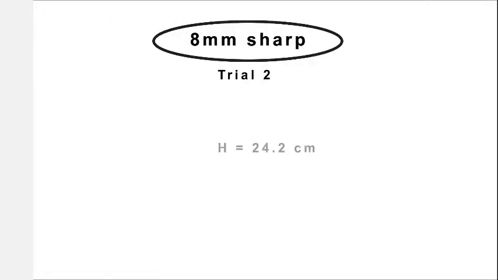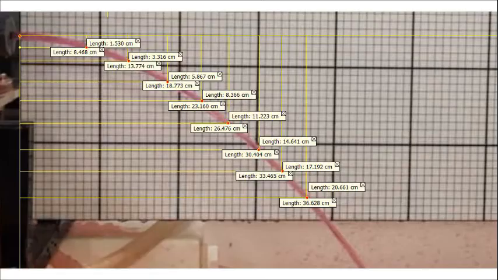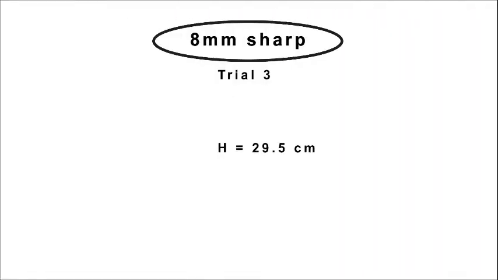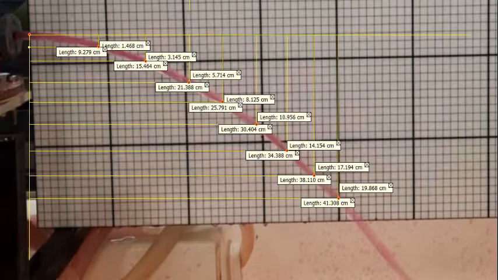In the second trial, the height was 24.2 cm. And here is the flow characteristics. In the third trial, the height was 29.5 cm. And here is its flow characteristics.